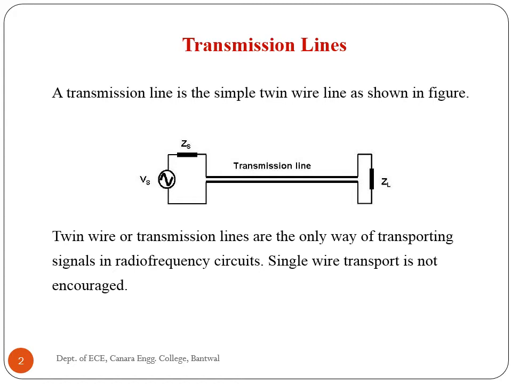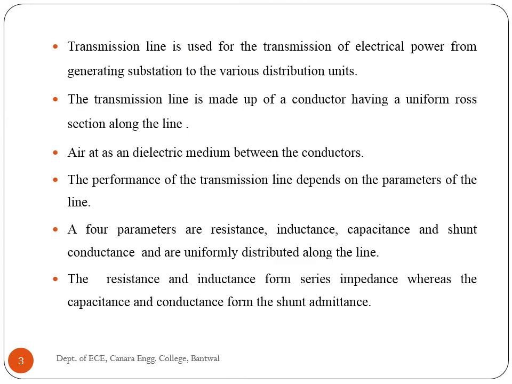Transmission lines are dual conductor lines that act as transverse electromagnetic mode waveguides for electromagnetic waves. A transmission line is closely spaced and separated by air. Non-conductive spaces are used to keep the distance between the two wires constant. A transmission line is used for the transmission of electrical power from generating substation to the various distribution units. It transmits the wave of voltage and current from one end to another.